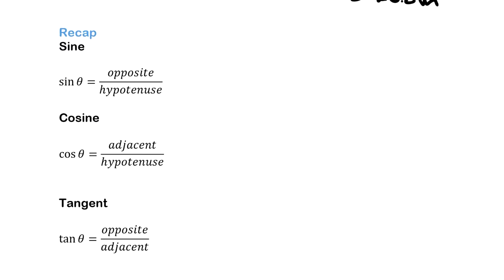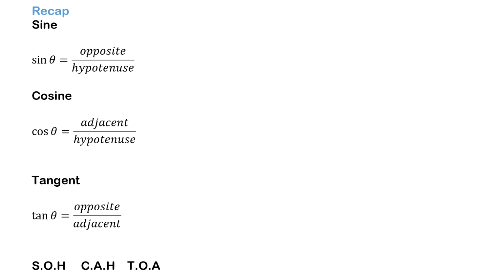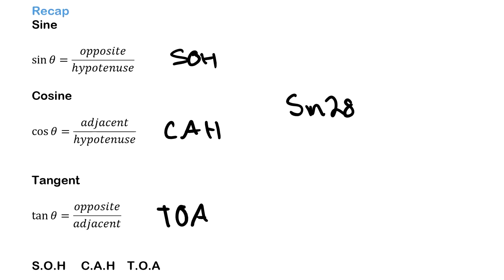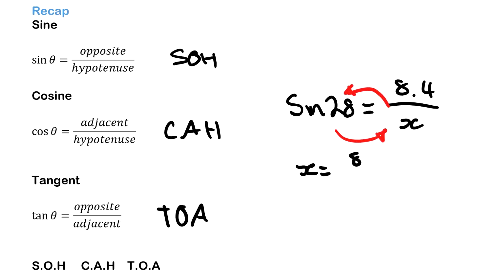So to recap, remember you have your trigonometric ratios. So sine equals opposite over hypotenuse, and we use SO. Cosine is cos theta equals adjacent over hypotenuse, which is CA. And finally, tan is opposite over adjacent, which is TOA. And remember, our trick is if we have something such as sine 28 equals 8.4 over x, with the unknown on the bottom, you can swap these two positions to get x equals 8.4 over sine 28. So that is the trick.